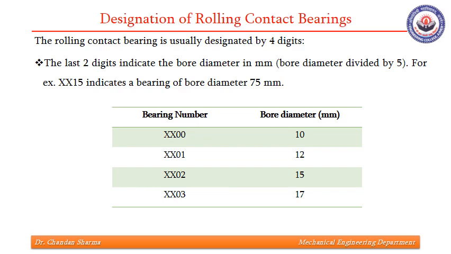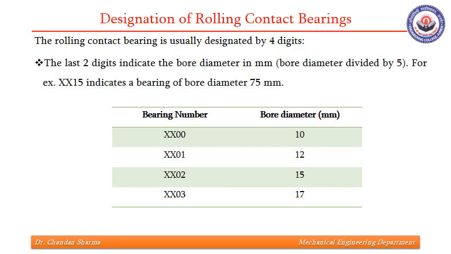If the last 2 digits are 00, then the bore diameter is 10. If they are 01, it is 12. If they are 02, it is 15. And if they are 03, it is 17. And from 04 onwards, the rule, that is last 2 digits multiplied by 5 will give bore diameter, shall prevail. I think you have understood the point very well. So it's very important to know the designation. So we have talked about the last 2 digits.